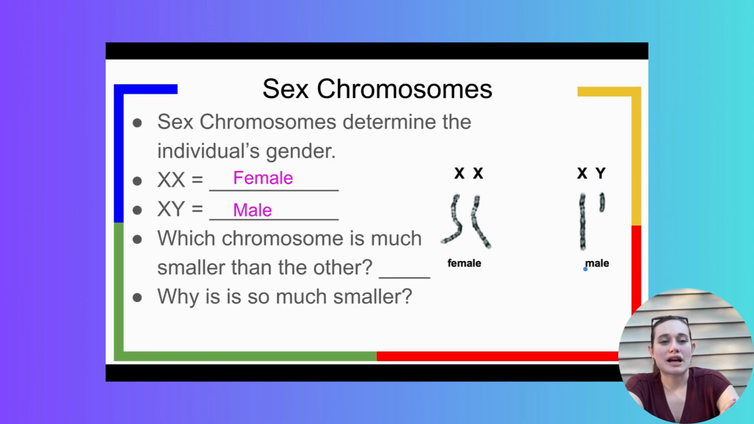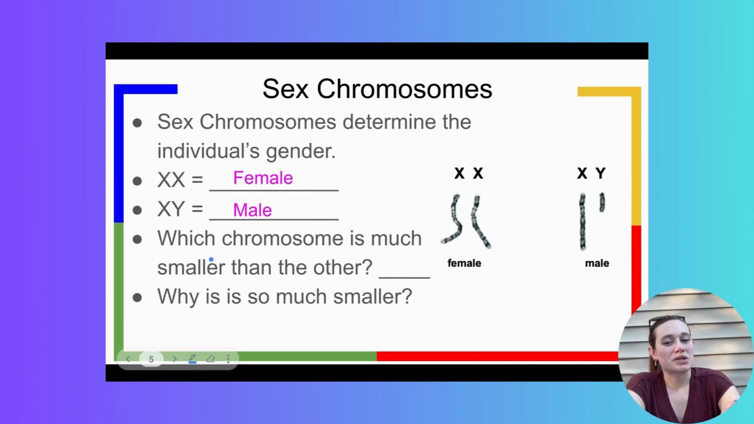This is kind of what your sex chromosomes look like from a karyotype, or basically a map of someone's chromosomes. So X chromosomes are really long and really large, and the Y chromosome is actually very short. So if you see a really long chromosome and a really short chromosome together, that's usually a male. Two long chromosomes, you got a female.